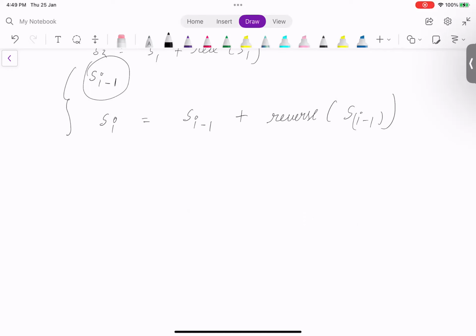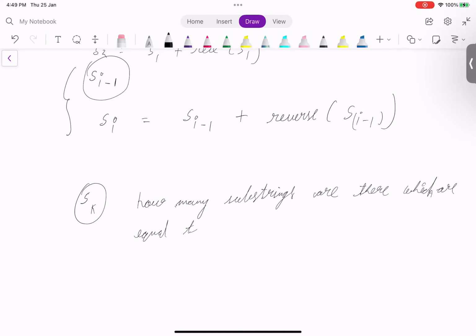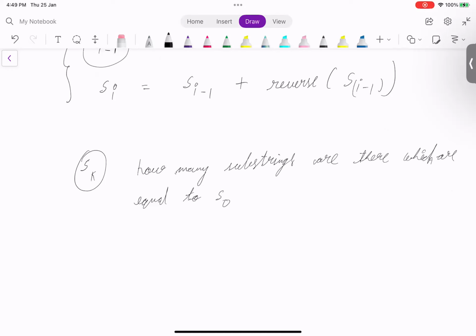Now we need to find out, in the string S of k, how many substrings are there which are equal to S of 0. So how many substrings in S of k are equal to S of 0? This count can be very large, so we are given 10 power 9 plus 7, and we need to output it modulo 10 power 9 plus 7.